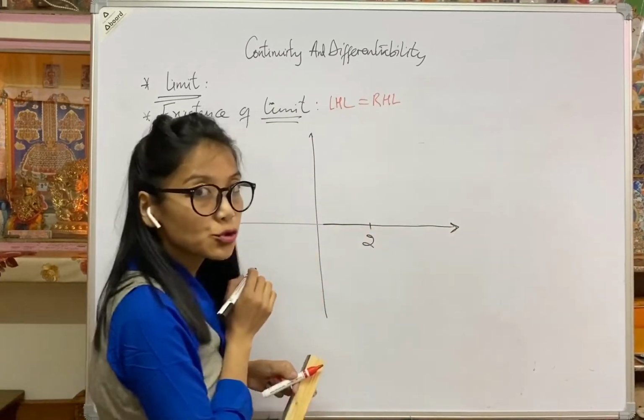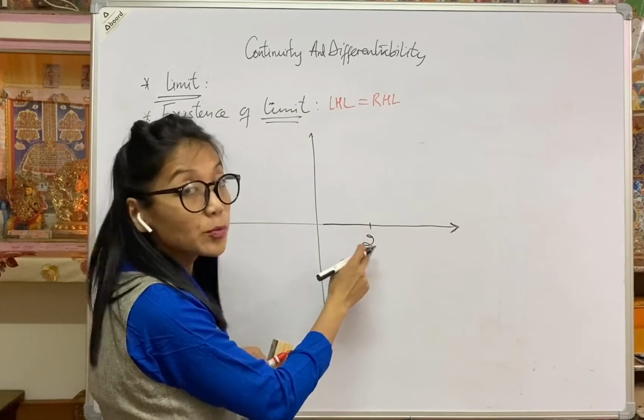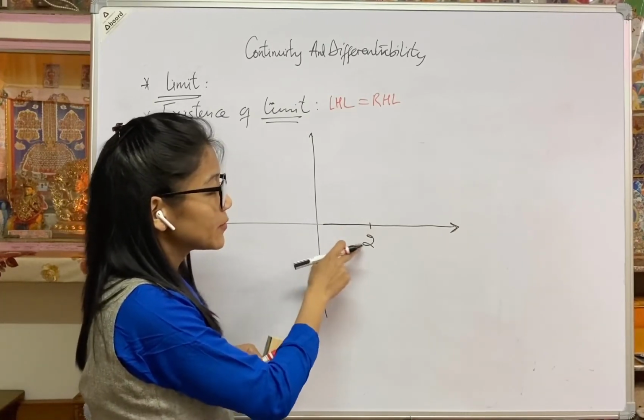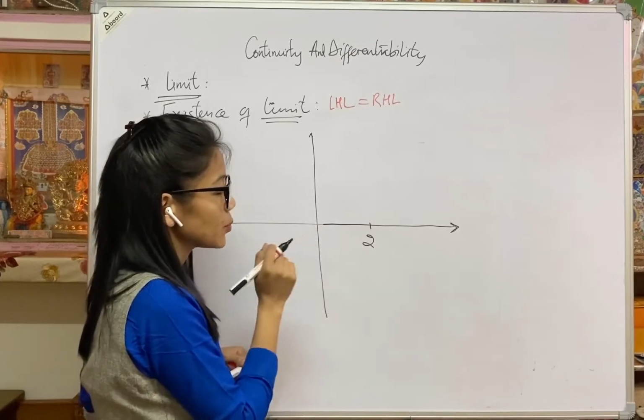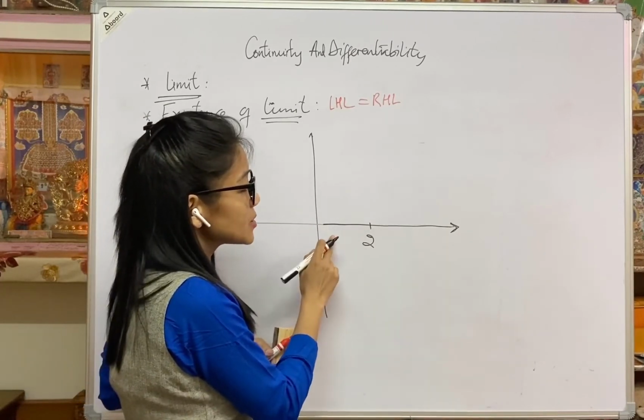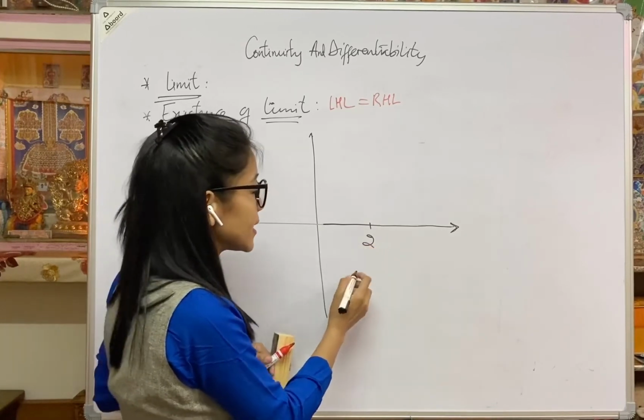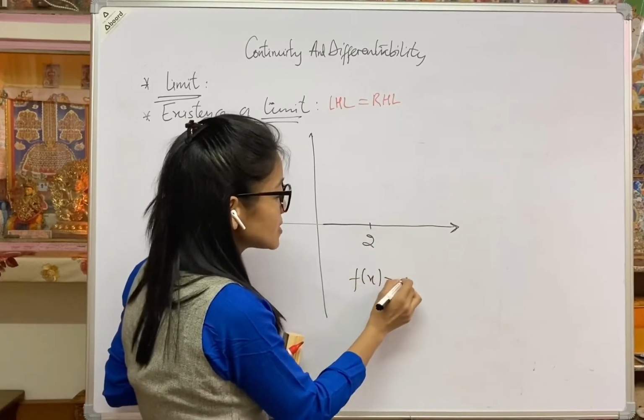Say this is my 2. This is the limit point. It's called the limit point at which your independent variable is tending towards. So 2 is the limit point. Now x can tend towards 2 from the left hand side, as well as from the right hand side. So my function is defined as 2x.